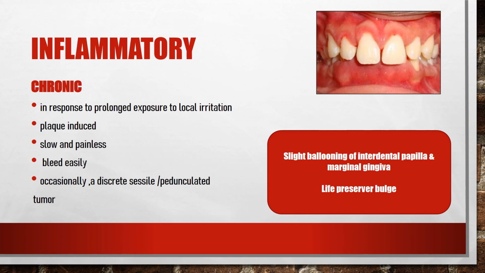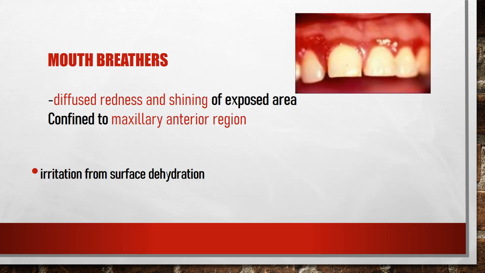Out of this, the most important factor to note is the slight ballooning of the interdental papilla and the marginal gingiva. That is mostly seen in the chronic type of gingival enlargement, and it is called the life-saver bulge. The life-saver bulge can be seen in the chronic stage of gingivitis.